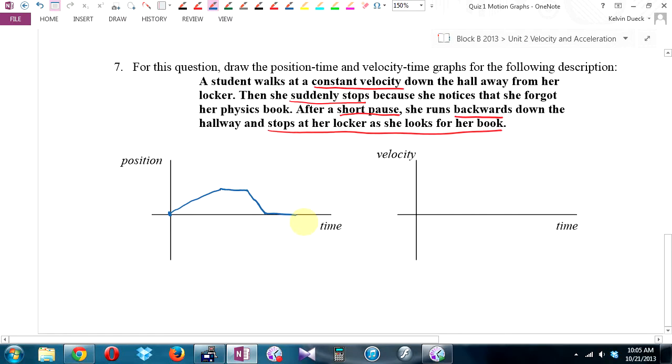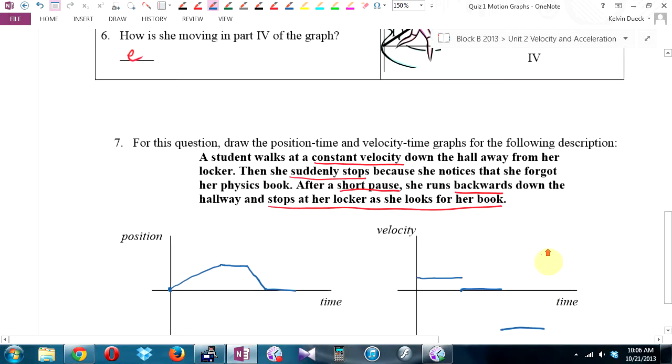Let's do the velocity graph. She walks at a constant velocity. She stops. I'm not sure how to connect it. If you did that, I won't freak out, but I'm just going to say I know that she stops for a little while. How would I show that she runs backwards? Down. How would I show that she runs instead of walks? Further below than your first one was above.